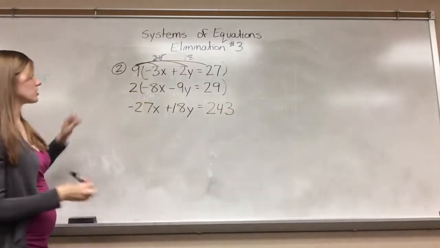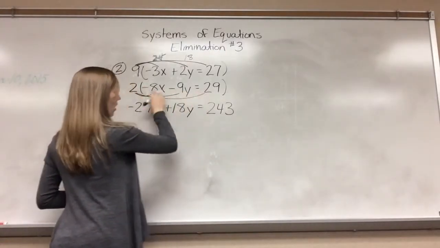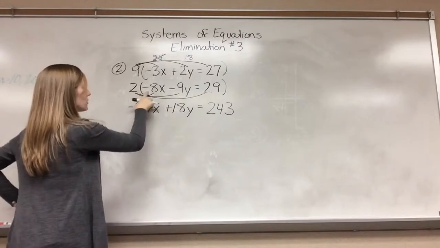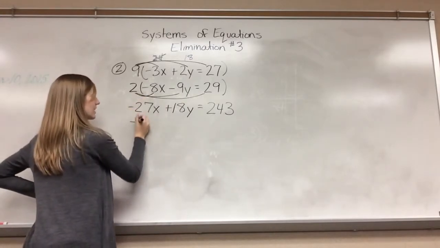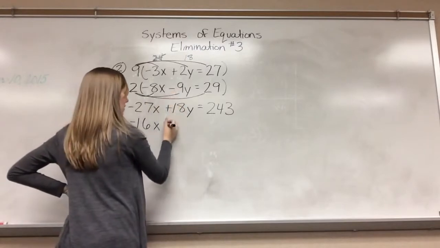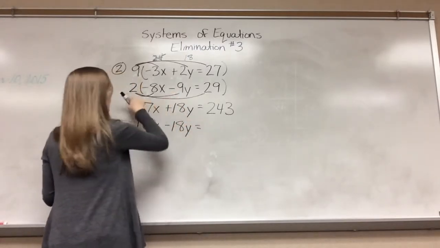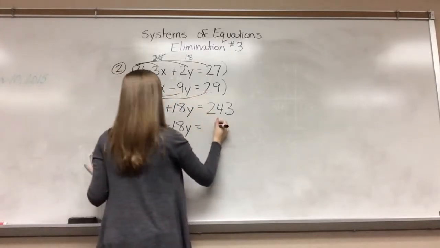For the second equation, multiply everything by that 2. Remember, you have to multiply all 3 terms. So 2 times negative 8x is negative 16x. 2 times negative 9y is negative 18y. And 2 times 29 is 58.